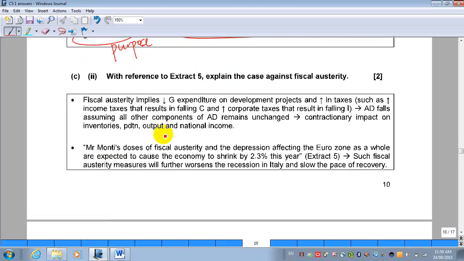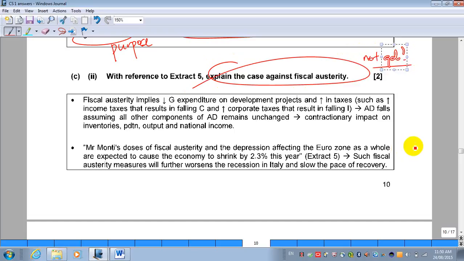Okay, C part 2, with reference to extract 5, explain the case. So, boys and girls, you need to refer to the extract. This is not an essay, it's a case study, which means that you need to refer. Now, explain the case against fiscal austerity. I'm thinking aloud again. They are asking me to explain the case against fiscal austerity. Why is it not good? What are the cons? In what sense? What are the problems, such that you might not want to use it?